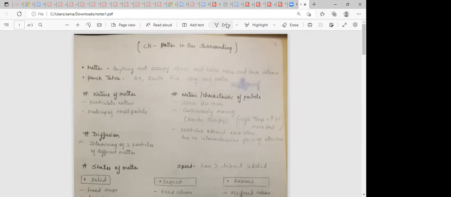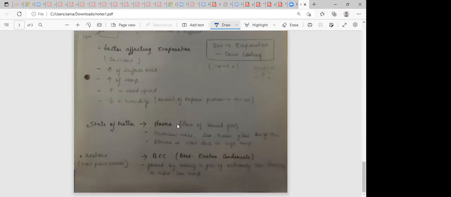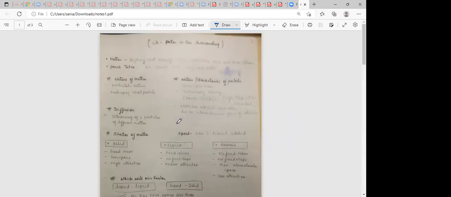As you can see, it is like chapter, first matter, then panch tattva, then nature of matter, particulate nature, and made up of small particles. Similarly, what are the characteristics of particles? First, space between them, continuously moving. Then you are going to write about kinetic energy, and this is how you are going to make your notes. Clear? In two or three pages, it will be summarized. Your entire chapter will be there in your two or three pages. Fine.